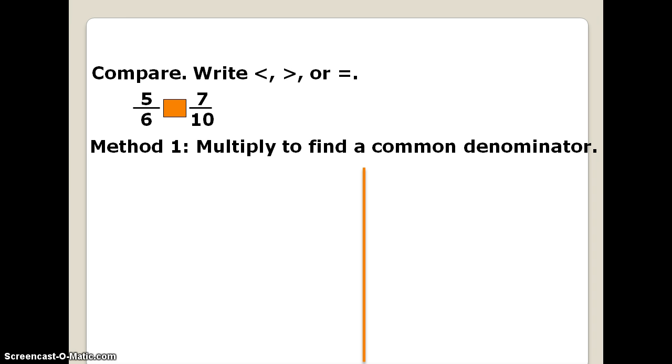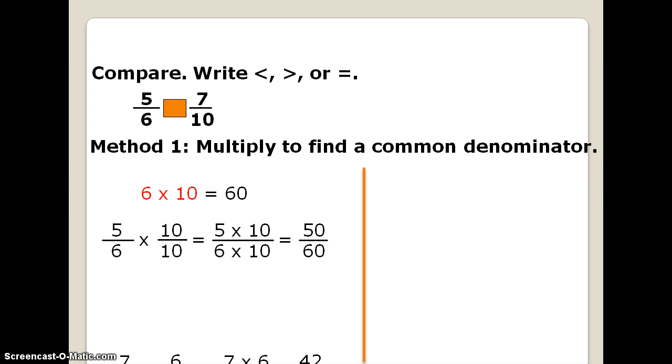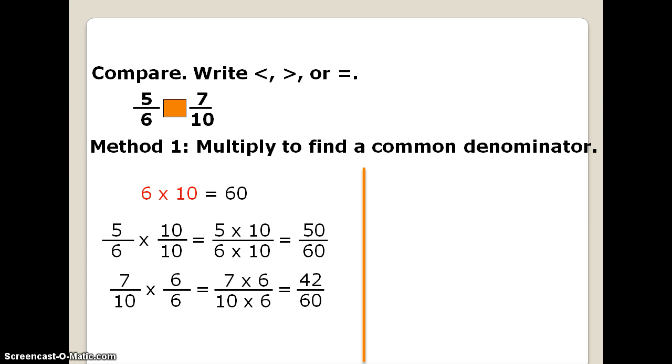One method is to multiply to get a common denominator. We have the denominators of 6 and 10, so we could just multiply them together and use the number 60. In order to change 5/6 into a fraction over 60, I have to multiply both parts by 10. In order to change 7/10, I multiply both parts by 6. So I get 50/60 and 42/60. They have the same denominator now, so I'm simply comparing 50 to 42, and 50 is greater than 42.